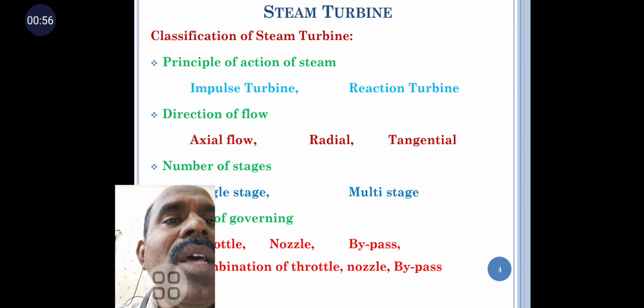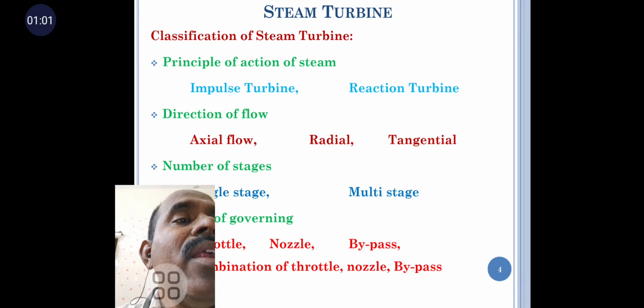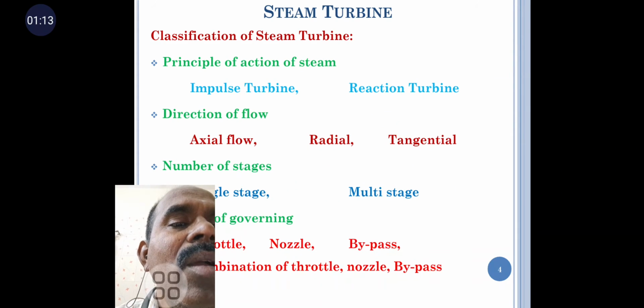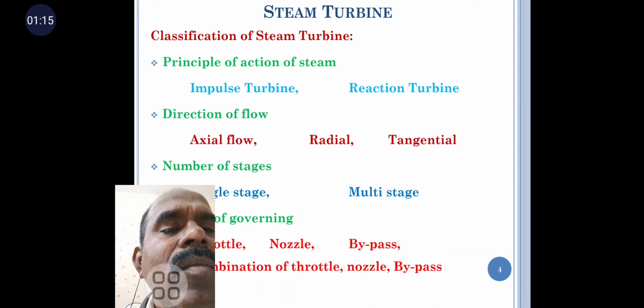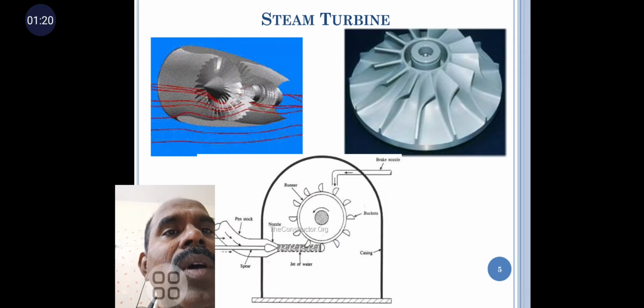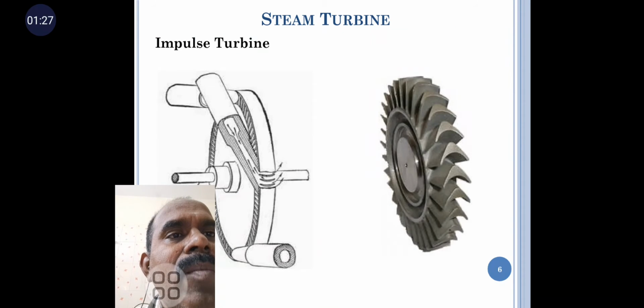Based on the direction of flow, it is divided into three classifications: axial flow, radial flow and tangential flow. Based on the number of stages, single stage and multi-stage. Based on governing, there is nozzle governing, throttle governing, bypass governing, and a combination of these three. That is the steam turbines, Pelton wheel, and rotor and nozzles diagram. Here we will do the impulse turbines.